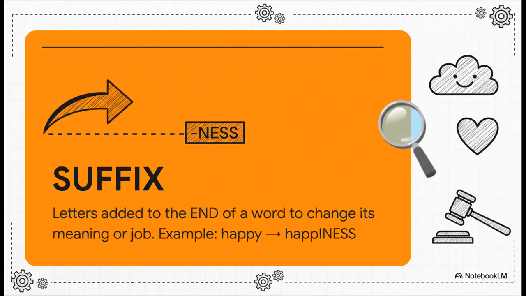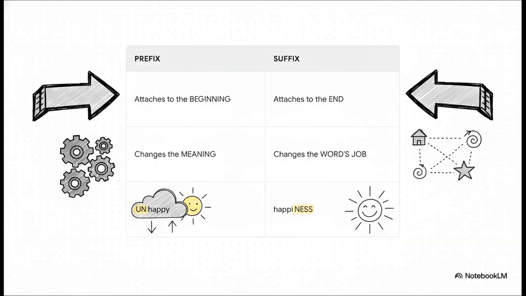And the other main building block is a suffix. Now this one, as you might guess, gets added to the end of a word. A suffix can sometimes change the meaning, but what it usually does is change the word's job in the sentence. Let's take happy again. You add the suffix ness, and it becomes happiness, which is now the idea or the state of being happy. It's a noun. Okay, so let's put them side by side to make it super clear. A prefix goes on the beginning to change the meaning. Unhappy means not happy. Simple. But a suffix goes on the end to change the word's job. Happiness isn't describing something anymore. It is the thing, the noun. And that right there is the big difference.